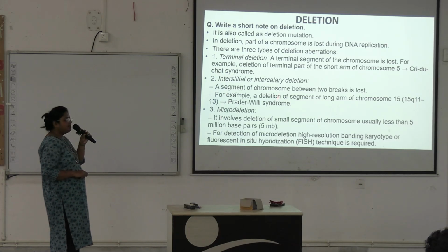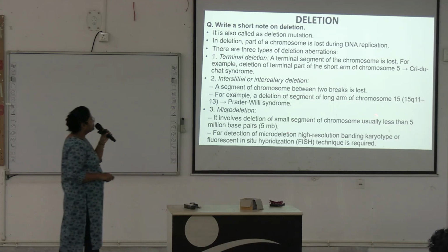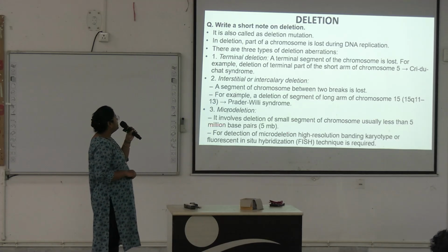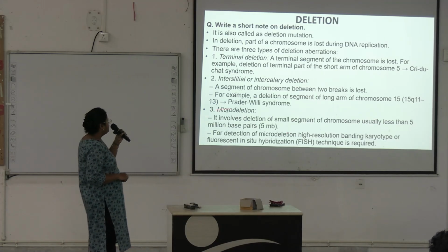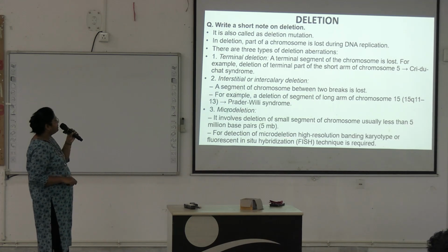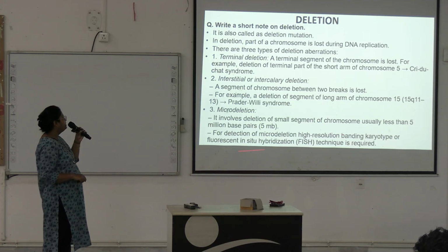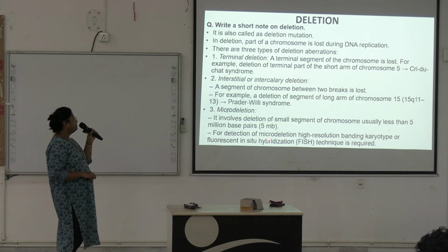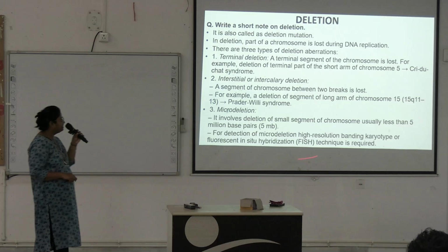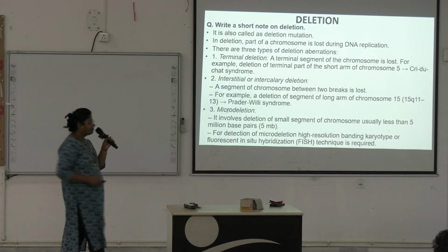Next is microdeletion. It involves deletion of a small segment of chromosome, usually less than 5 million base pairs. That is known as microdeletion. For detecting microdeletion, a high resolution banding karyotype or the fluorescent in situ hybridization (FISH) technique is used.